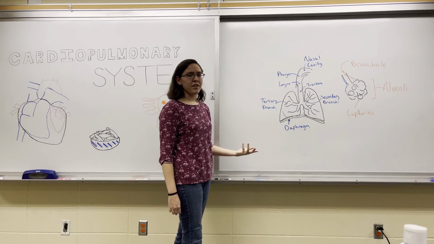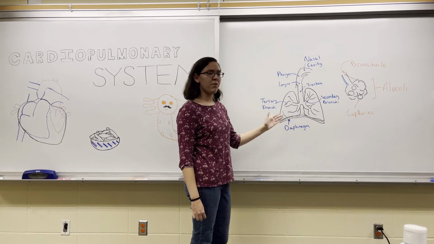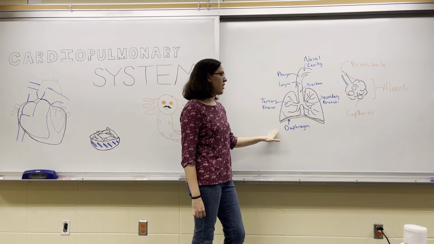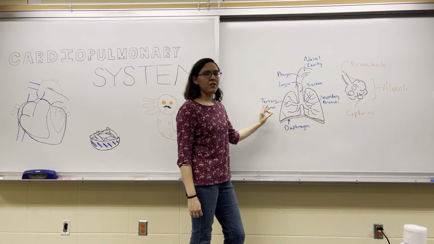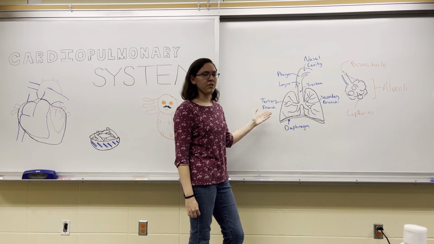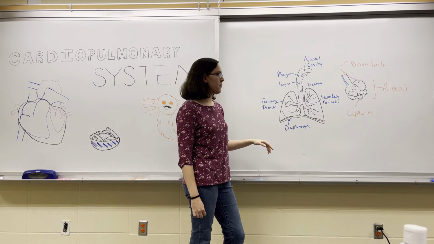For air to leave the lungs, it goes out the same way that it came in. The diaphragm relaxes. This increases the volume of the lungs and decreases the air pressure in the lungs, pushing air out of the lungs.